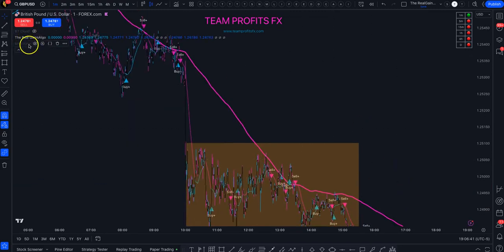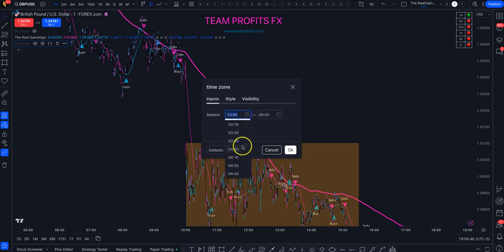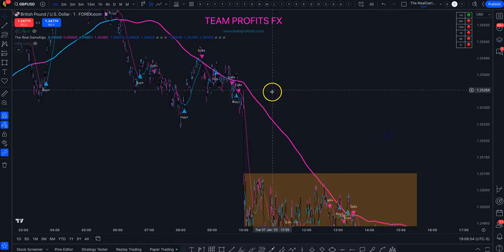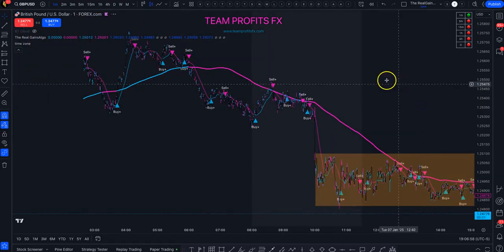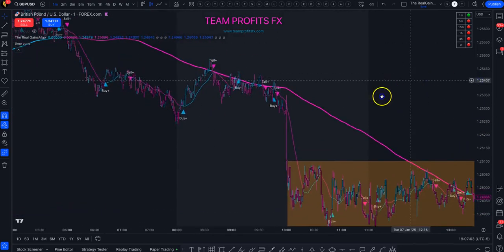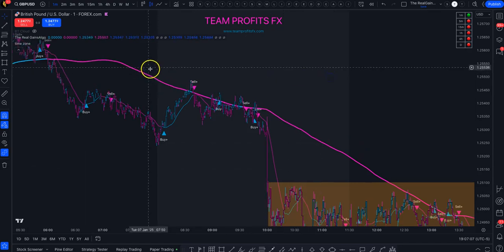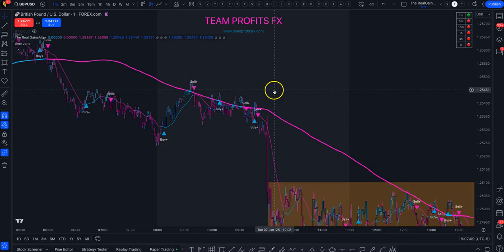So just for this example right here, I'm going to open up the time zone indicator, and I'm going to go 8 a.m. in the morning to probably 11:30. I like those hours right there. So I'm going to open the indicator, and my job is, whenever my session opens, which is this gray zone right here, I'm only going to be looking for entries within this session, okay?